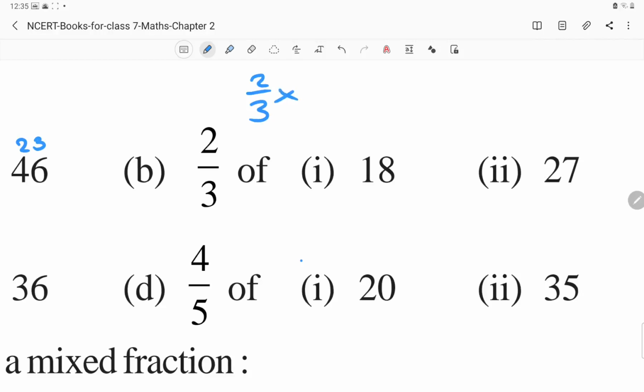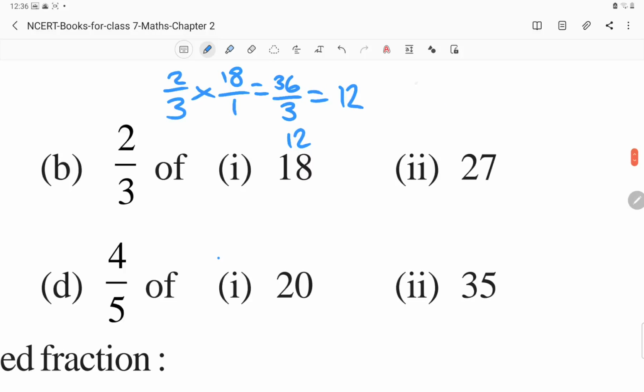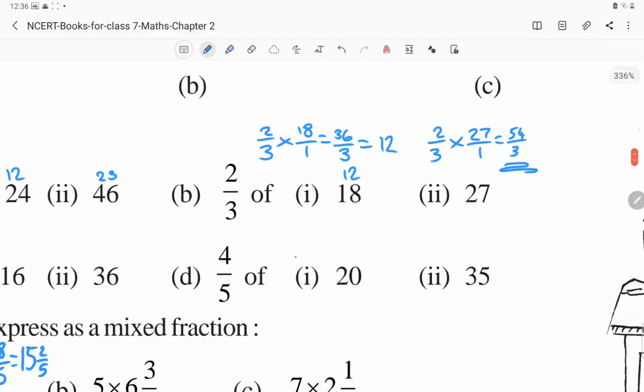2 by 3 times 18 by 1. 18 times 2 is 36 by 3, which equals 12. 2 by 3 times 27 by 1, which equals 54 by 3, which you can convert to a mixed fraction. You don't have to do that, but yeah.